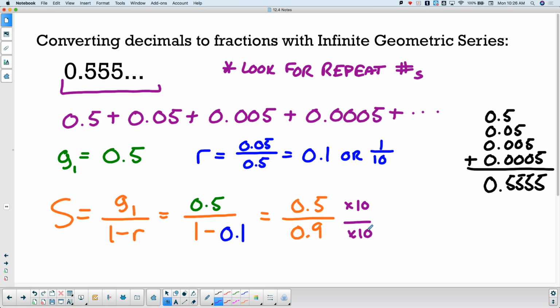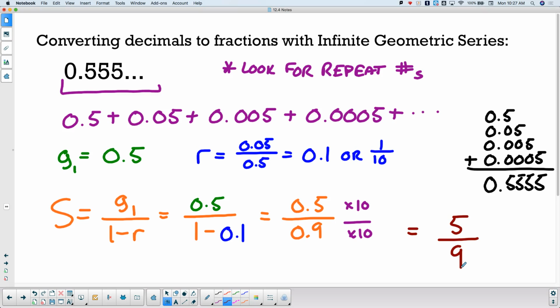what do I get? What's 0.5 times 10? 5. What's 0.9 times 10? 9. So we get 5 over 9. Is that a fraction that I like? Yeah. I like it because there's no decimals in it. I like it because it's reduced. I like it because it's pretty. Just like me. Okay?